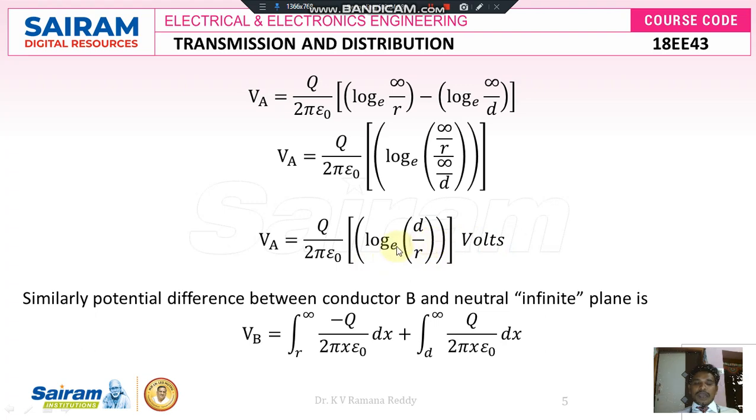Similarly, I am going to calculate the potential difference between conductor B and neutral wire. Whatever simplification we did for conductor A, in a similar manner I want to find the voltage at conductor B with respect to neutral. Therefore voltage at conductor B, VB, I can write as integral R to infinity of minus Q divided by 2 pi epsilon naught dx, plus one more charge, that is with respect to conductor A. So that is d to infinity, because it is there at a distance d. So d to infinity Q divided by 2 pi epsilon naught dx.